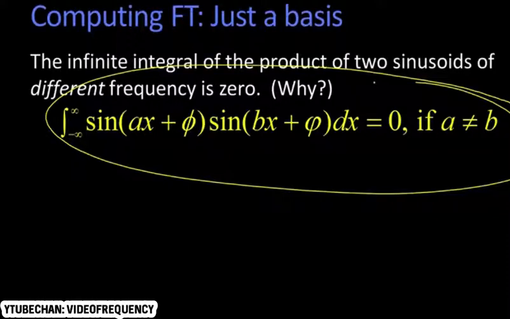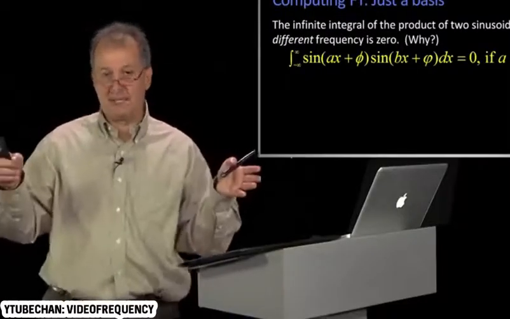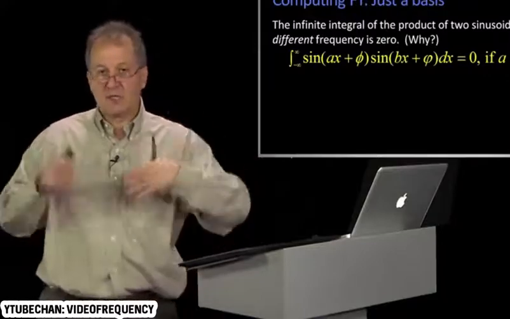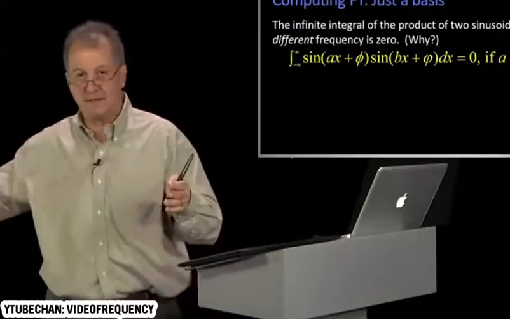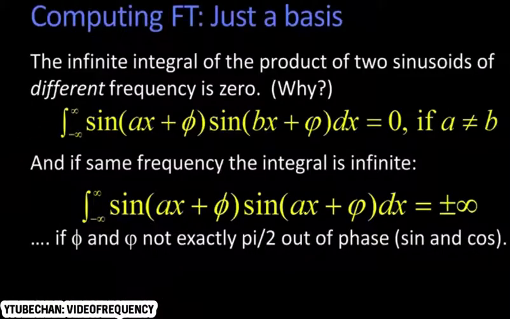But you might ask, what happens when a does equal b? Let's start by assuming that they're in exactly the same phase. Well, then it's just sine squared. Sine squared is positive. Sum that over infinity, what do you get? You get infinity. So if you have two sinusoids that are the same frequency, you'll get an infinite value, unless they're perfectly pi over 2 out of phase, in which case it's going to be 0.